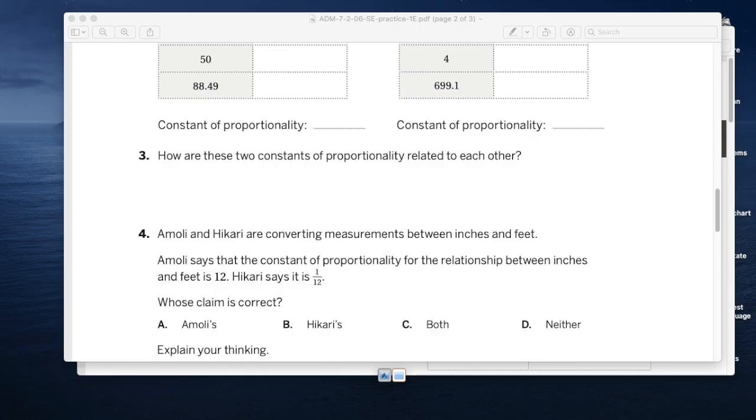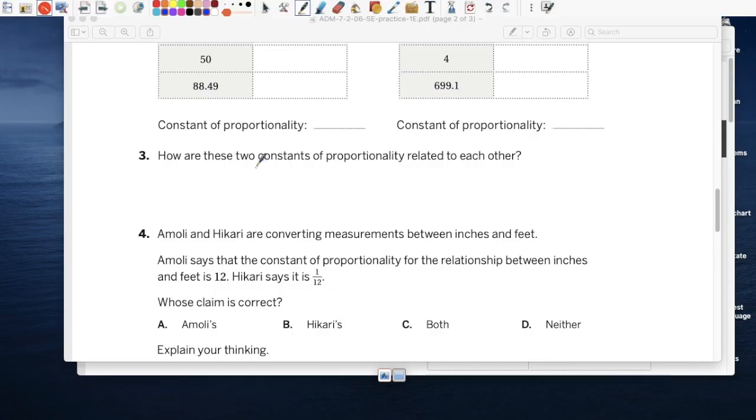All right, how are the two constants of proportionality related to each other? One constant of proportionality was 10, the other one was 1 over 10. What are these two? They are reciprocals.